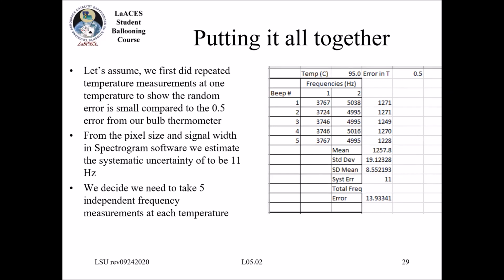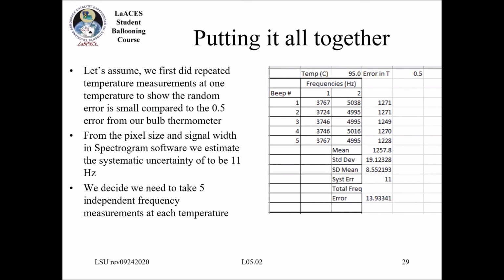But you still want to make repeated measurements of the frequency at each one of those temperature points. So again, at some point you want to estimate what your systematic error on that frequency measurement is. You can look at things like what is the pixel size in the spectrogram software and how wide are those dark patches to get an estimate in hertz at how big that is. In this case, we've assumed I've done that, and what I got was 11 hertz.